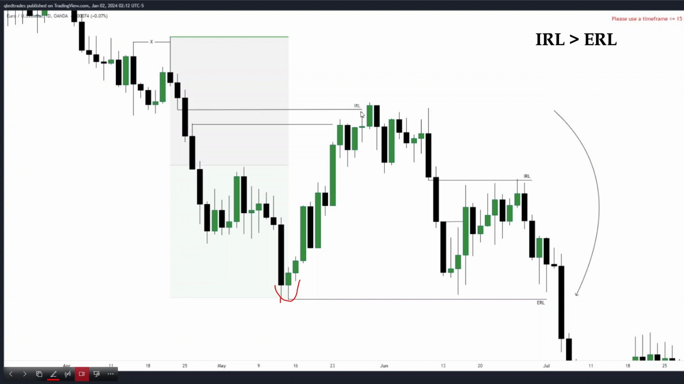So these are the external range liquidity that you want to look for. These are the odd highs. This right here is an odd high, I mean an odd low. This is an odd low, odd low, odd high, and then this right here is an odd high. So there are a couple of them that you can see, and we're looking for these swing highs and swing lows that are formed as the external range, and then we'll be looking for price to target those swing highs and swing lows.